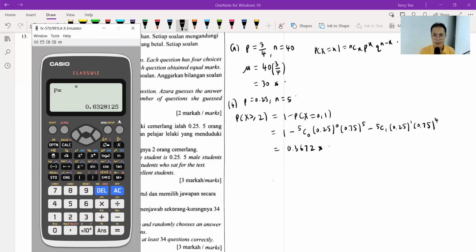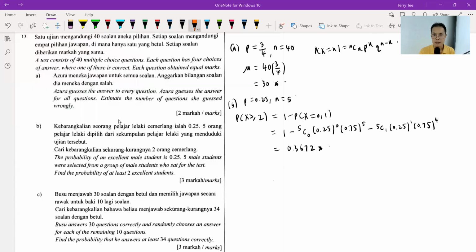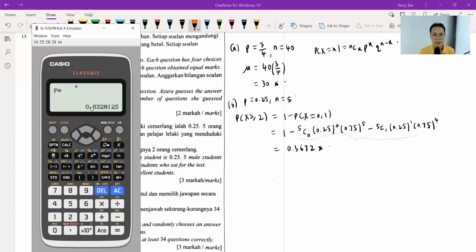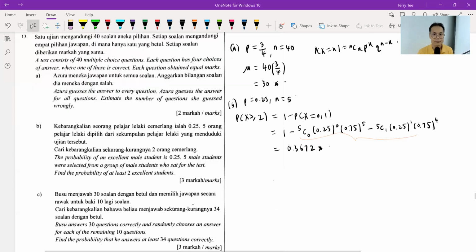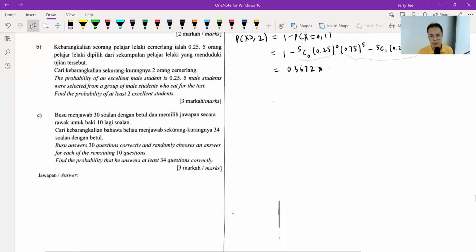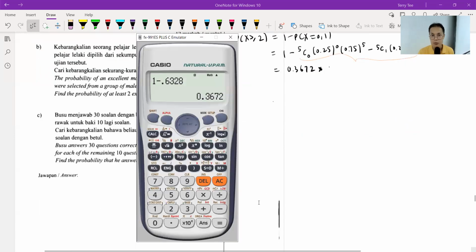So what we're getting here is this sum over here. And this sum is 0.6328. So by taking 1 minus 0.6328, I will get the same answer, 0.3672. Okay, right. Now, if you don't have the calculator, you can just type in 1 by 1 to get this answer. All right, next one.